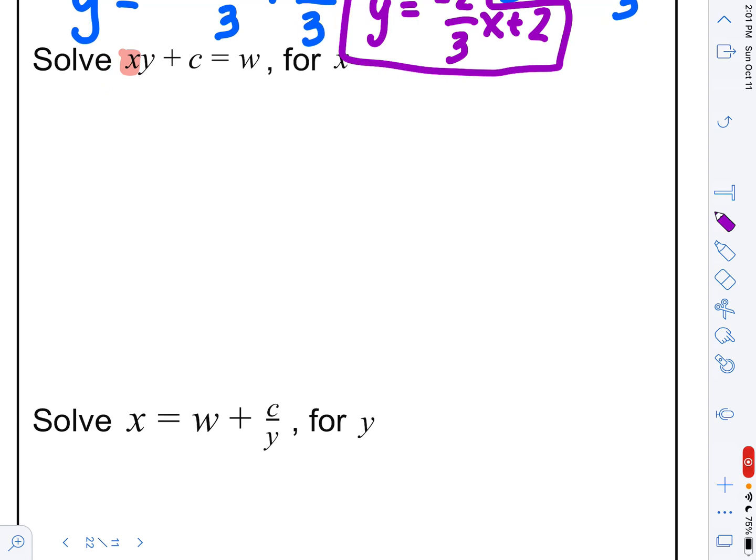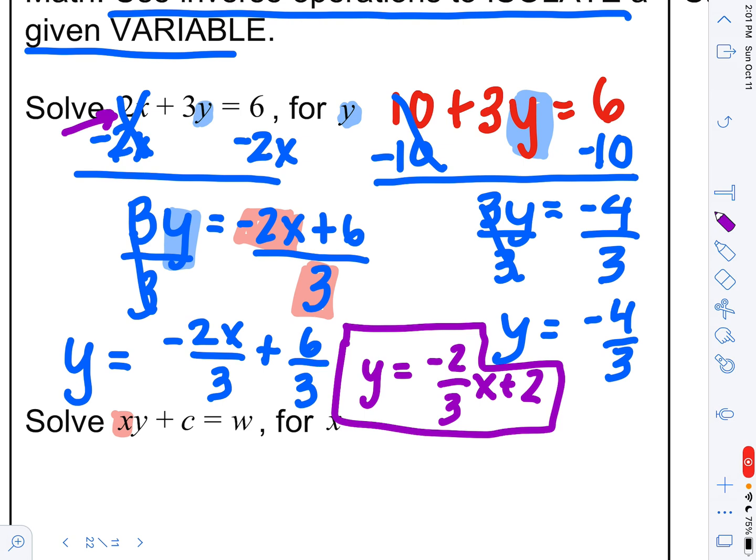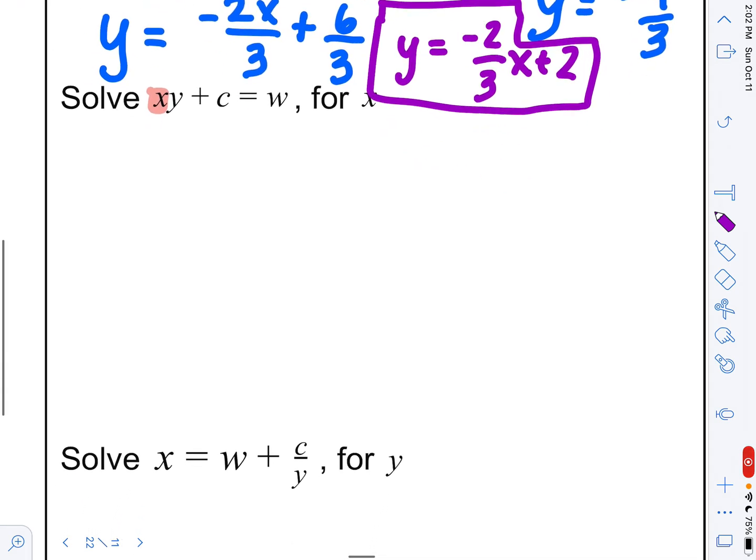That means I need to get this whole term by itself before I can get x alone, right? So you always do something to the term that doesn't have the x in it. Just like here, I did something to the term that didn't have the y in it. So I'm going to subtract 2x here first to both sides, and then I'll worry about the 3y. Well, here I'm going to subtract c from both sides, and then I'll worry about the xy because we're trying to get x alone in this case. Okay? So always subtract or add whatever doesn't have the variable that you're solving for.